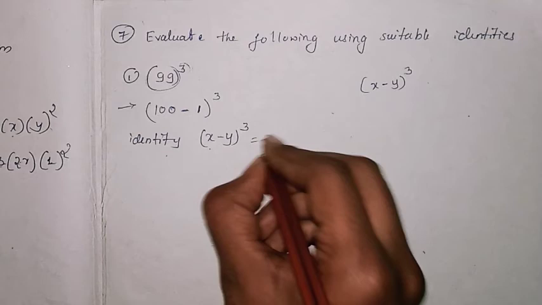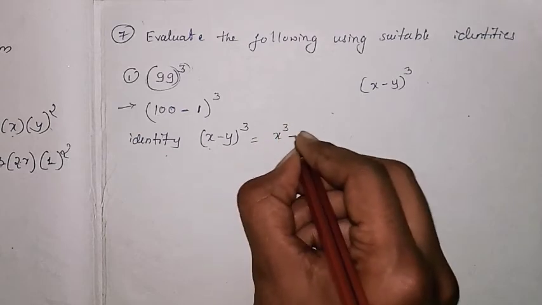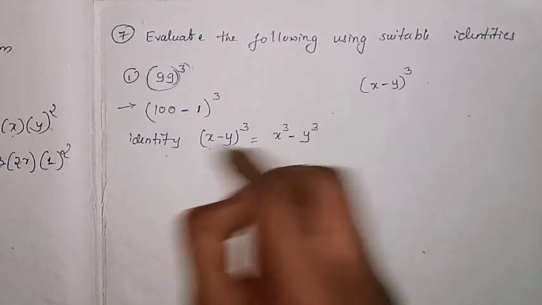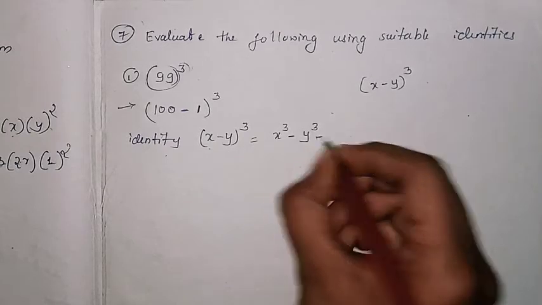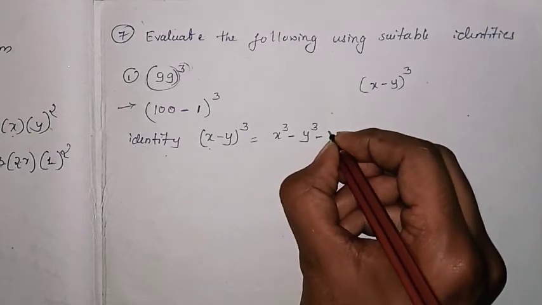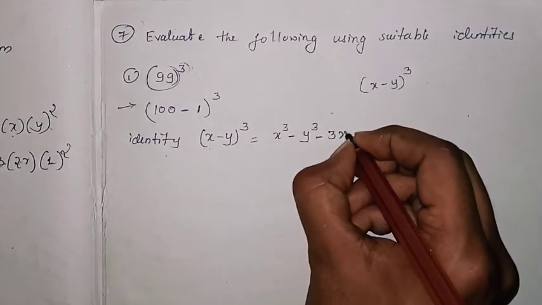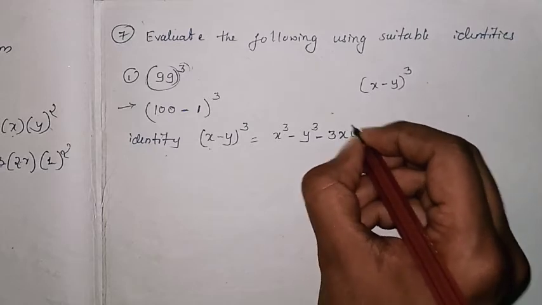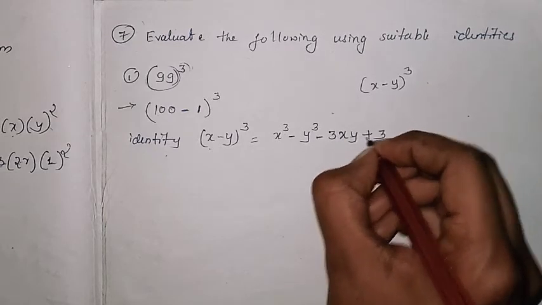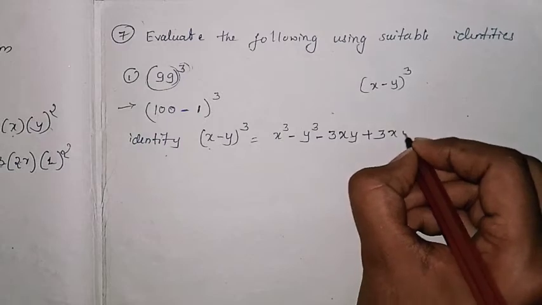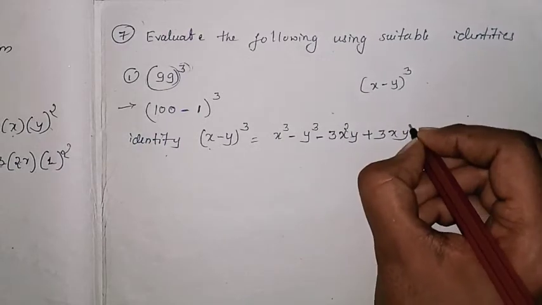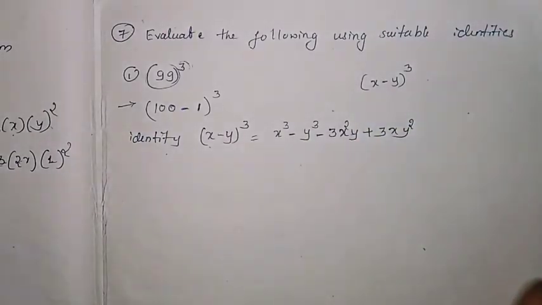So what is the formula? That is x cube minus y cube. Once the cube term, second the cube term, and after that again a negative sign, and you are writing 3 x y, and after that positive 3, once negative, once positive, x y square, square of x, square of y. So this is your formula.